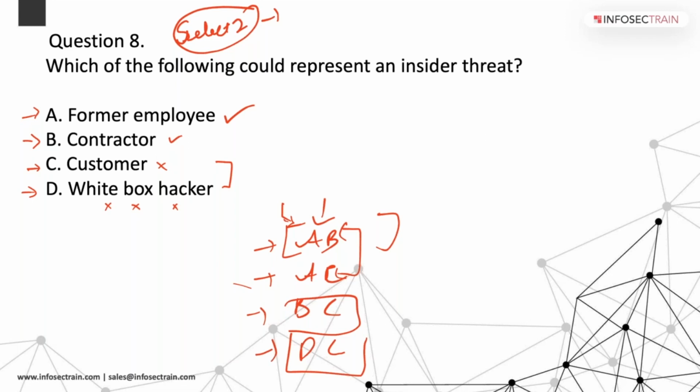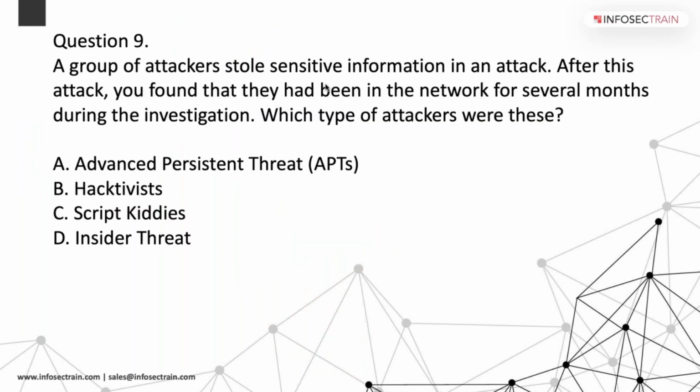Now let's go ahead and talk about question number 9. We have talked about this earlier in the sessions as well. A group of attackers stole sensitive information in an attack. After this attack, you find during the investigation that they have been in the network for several months. Which type of attacker were these? APT, hacktivist, script kiddie, insider threat. So what will be the answer?